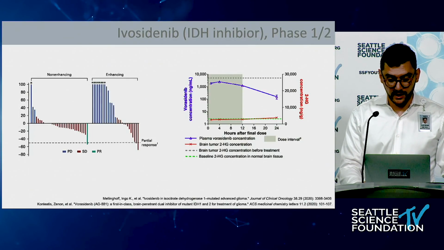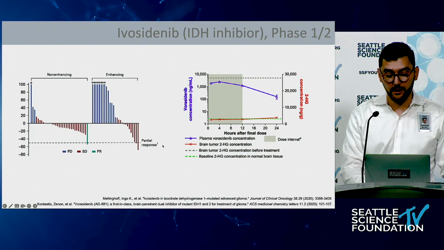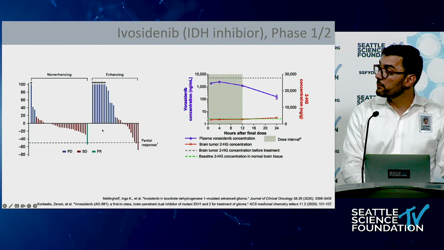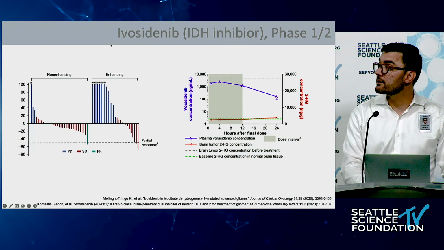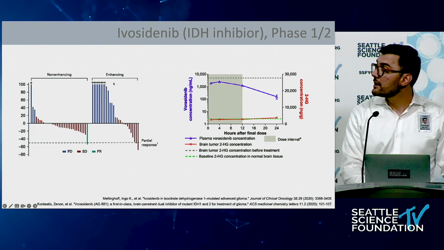And then they did a phase 1, phase 2 trial. In this trial, they allowed both high and low-grade tumors. And you can see in the waterfall plots on the left that they really had more success with non-enhancing tumors, which are presumably lower grade. So enhancement, of course, means that the tumor can perform neuroangiogenesis.